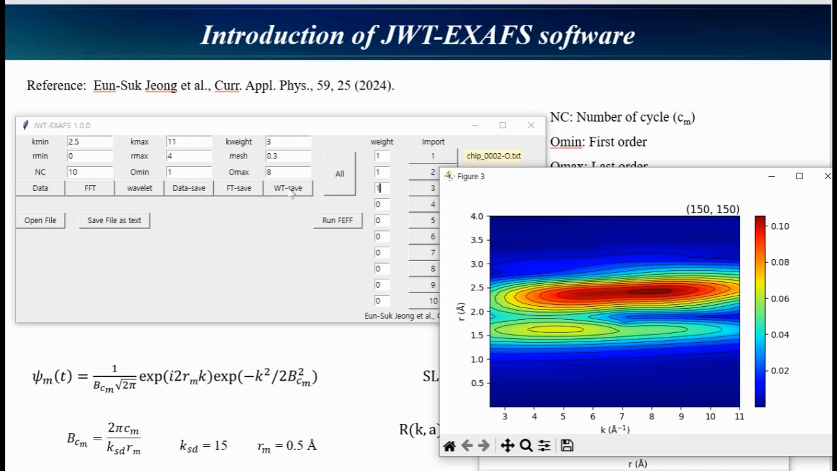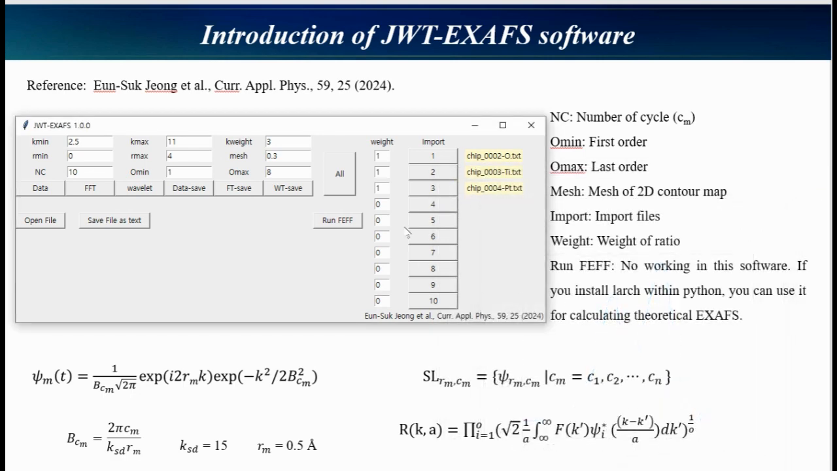Also, if you want to save the data, Fourier transform, and wavelet transforms, you can click these buttons. And then if you want to calculate the theoretical path, you click here, but in this JWT EXAFS, we don't have the program for the path calculation. But if you install LARCH with Python, then you can use this one. Not now, okay?